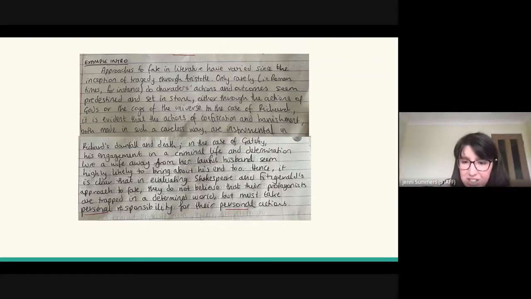Same with Lear, really, isn't it? His vanity, his naivety, his hubris, all of these things. The one thing you could say that makes it unfair for him is that he has no control over his senility. He's 80 years old.